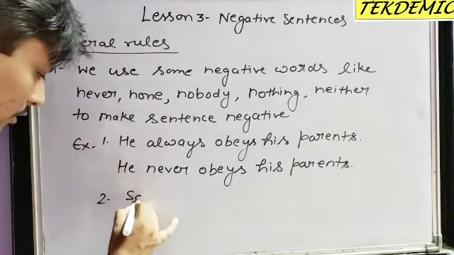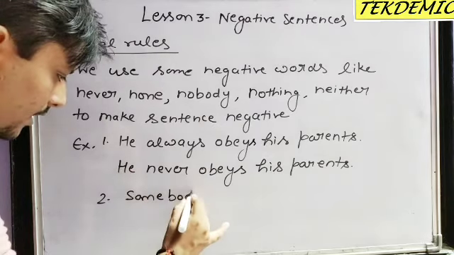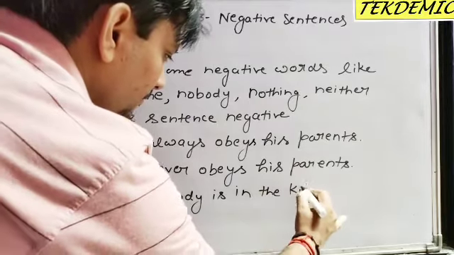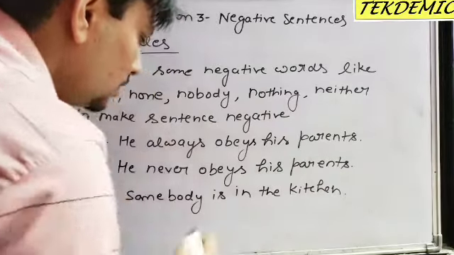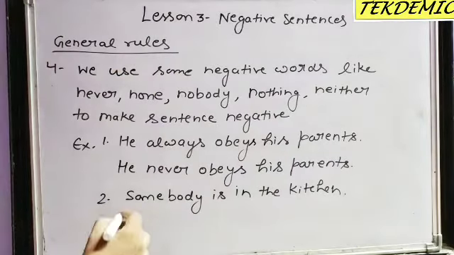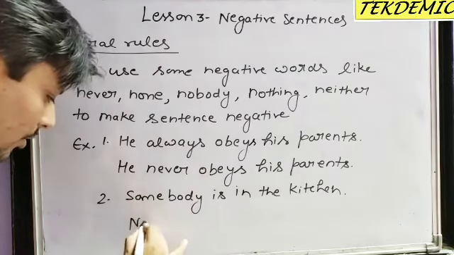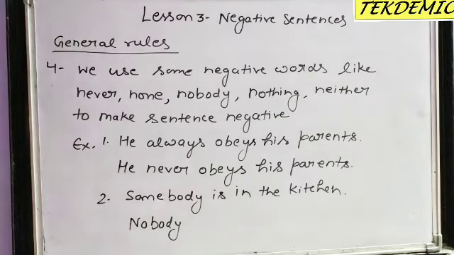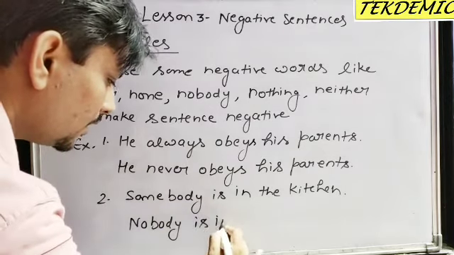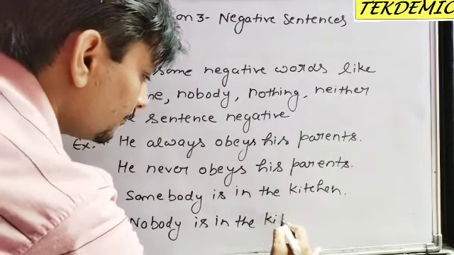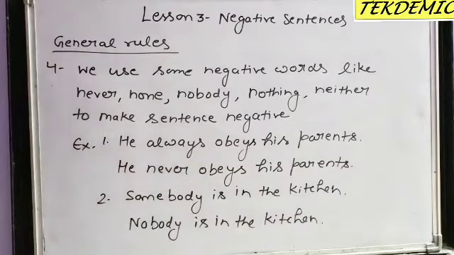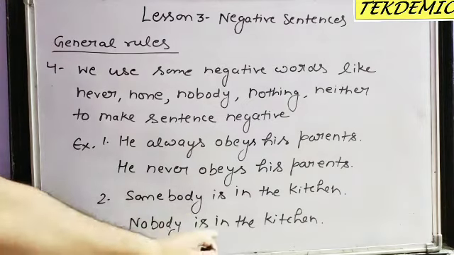Number 2, somebody is in the kitchen. So how will we make it negative? We will place nobody. Opposite of somebody is nobody. So nobody is in the kitchen. We will not write like somebody is not in the kitchen. It is not the correct way. The correct way is nobody is in the kitchen.